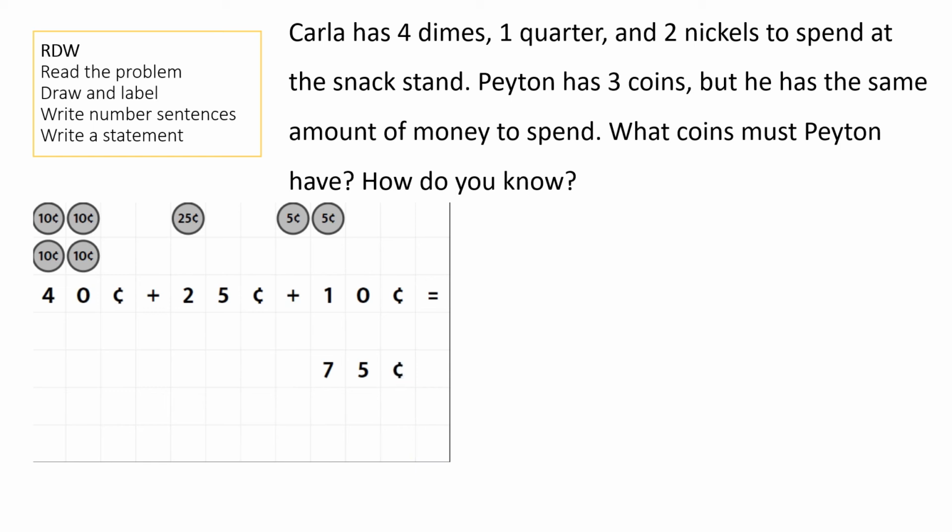Now, we aren't done here. Now that we know Carla has 75 cents, that doesn't answer our question. Our question was, what coins must Peyton have? Remember, Peyton only has 3 coins. So which of the different kinds of coins must he have that would add up to 75 cents? Think to yourself. See if you can figure out which 3 coins Peyton has.